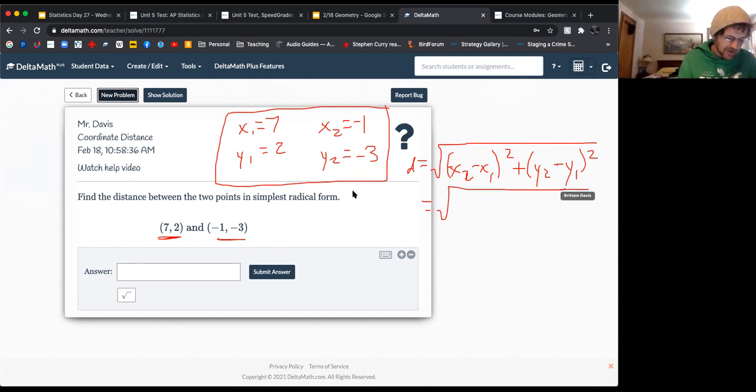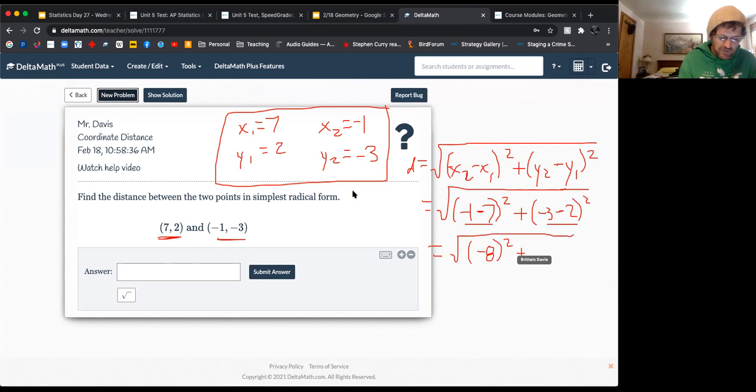All right, so I've got x sub 2 is -1 minus 7 squared plus y sub 2 is -3 minus y sub 1 is 2 squared. All right, if I jump down to the next, then I can evaluate what's inside the parentheses. -1 minus 7 is going to be -8. And then -3 minus 2 is going to be -5.